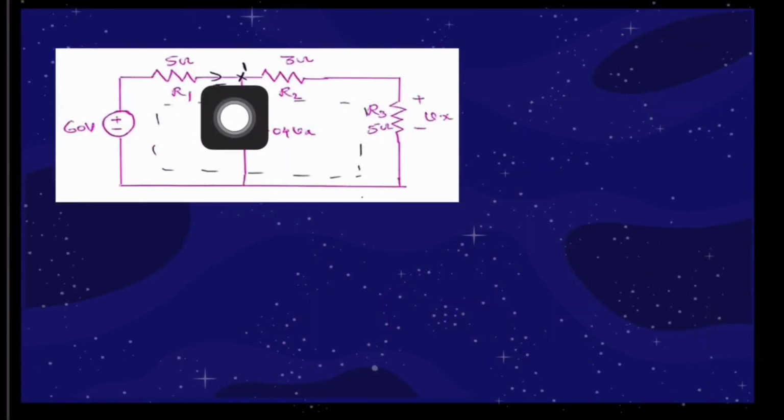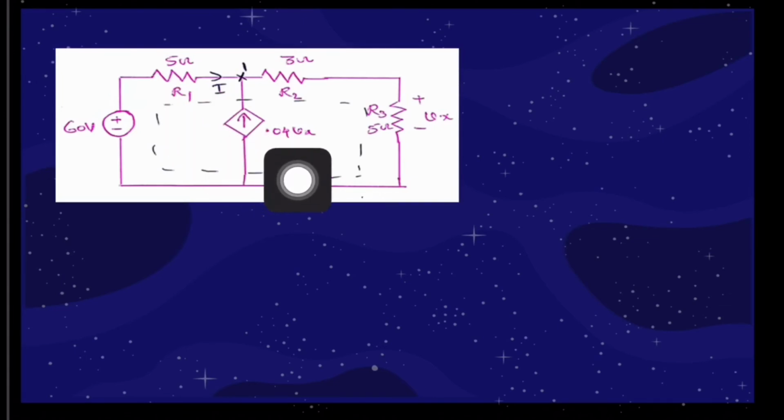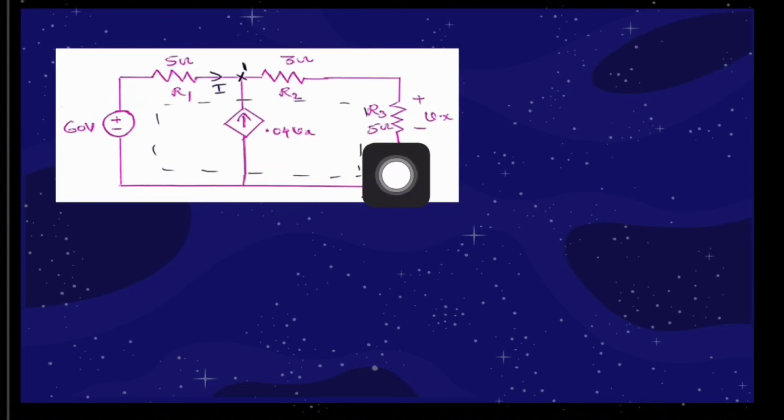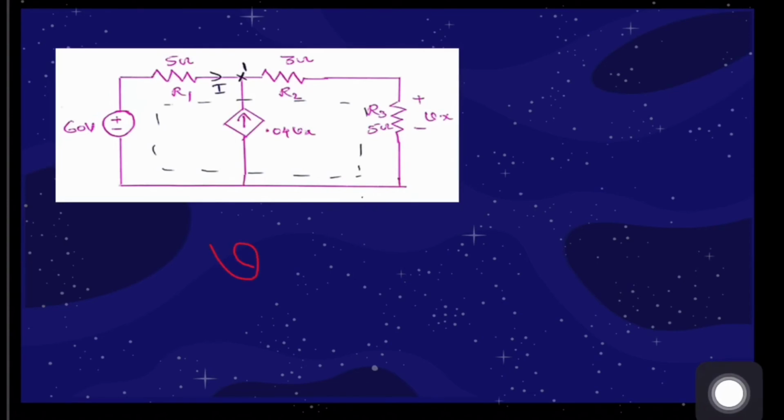Now you look at this node. At this node, we have 3 branches and correspondingly 3 branch currents. Let us label this branch current as I, and this is already given as 0.04 Vx. Now you focus on this 5 ohm resistor. The voltage across this 5 ohm is Vx. As you know, current through a resistor can be mathematically expressed as voltage drop across it divided by resistance value. Correspondingly, the current through this 5 ohm resistor can be expressed as Vx by 5 in downward direction.